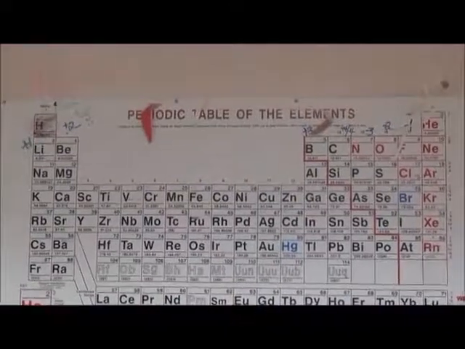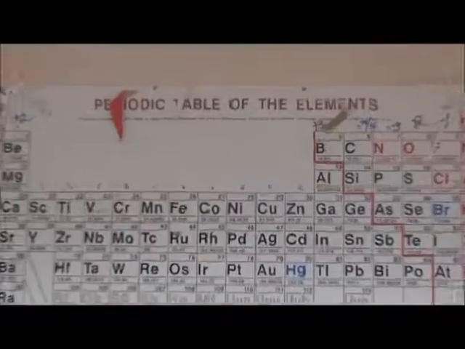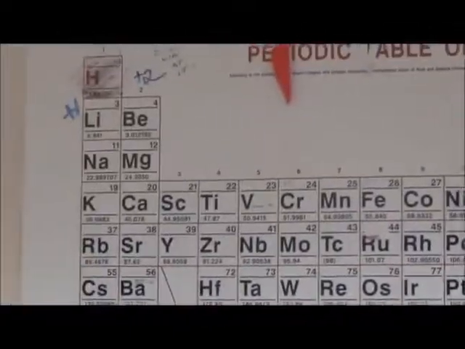Red, gas at room temperature. Blue, liquid at room temperature. You see bromine there. And Hg, mercury, right down there, you see mercury right there. And the rest, black, are solids at room temperature.